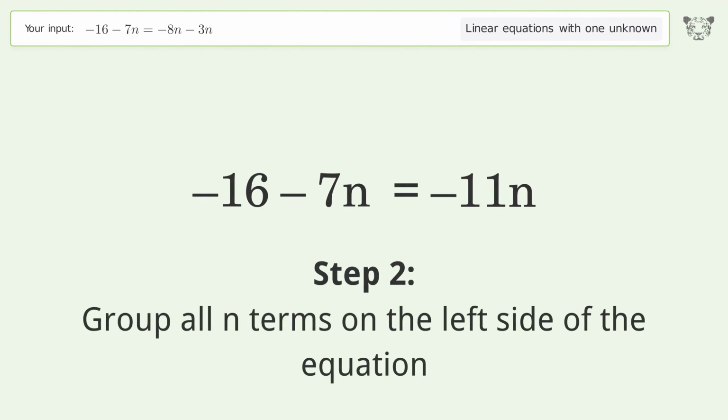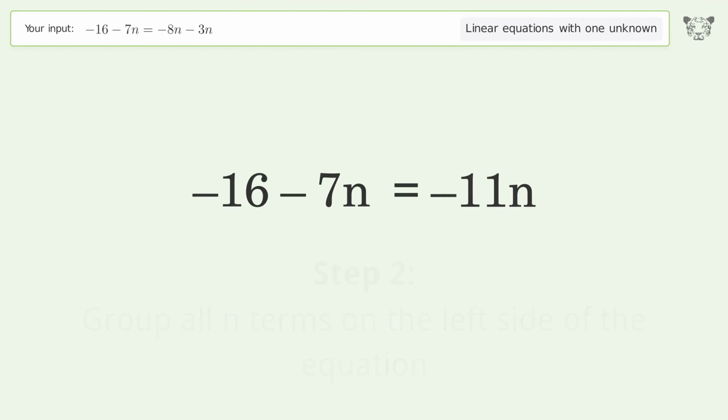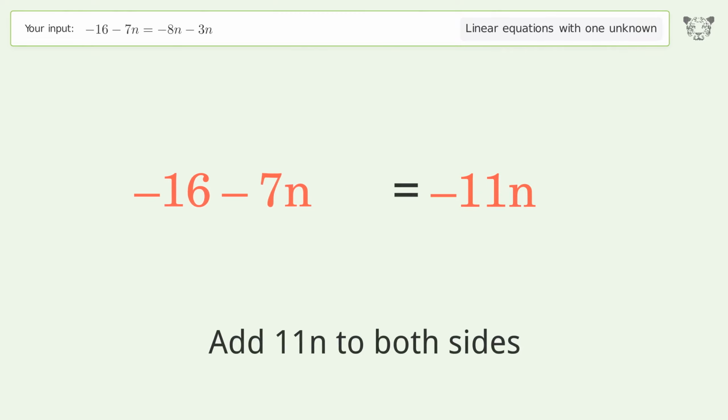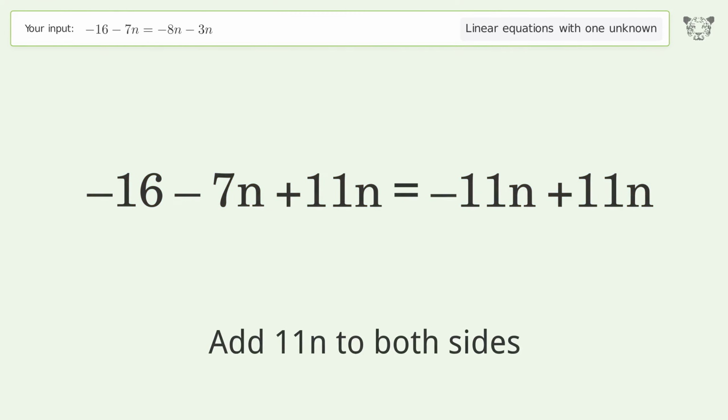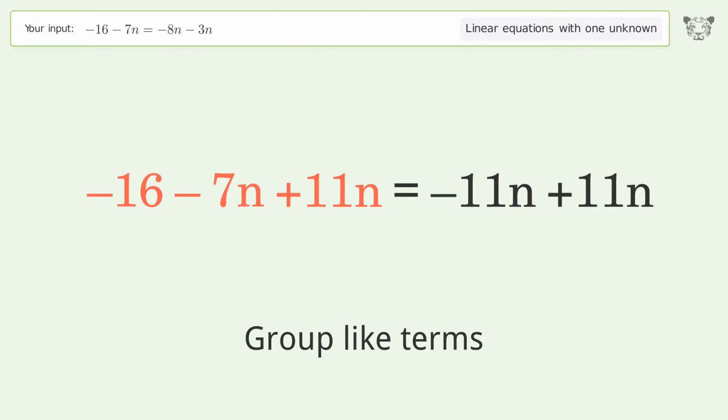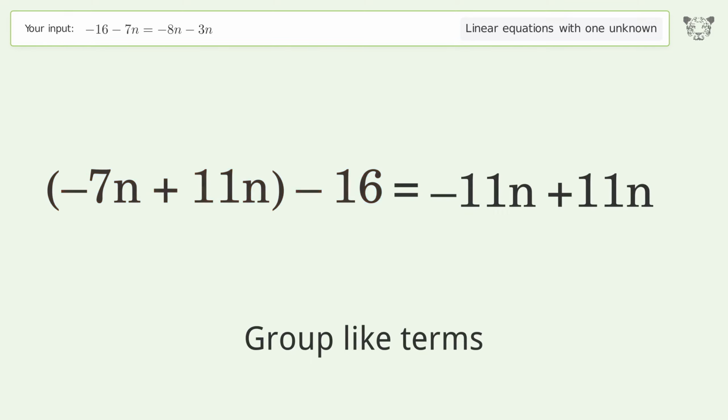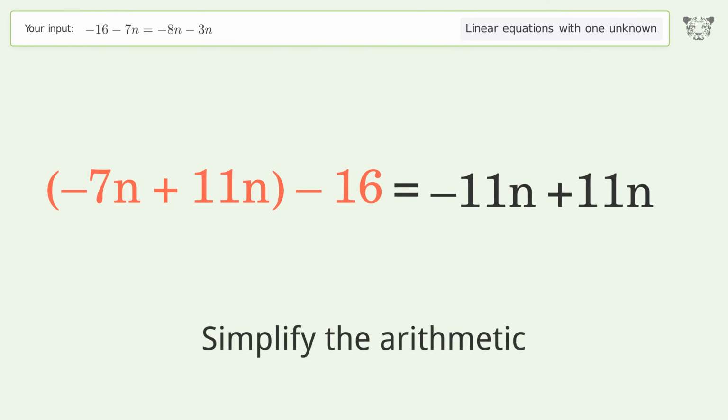Group all n terms on the left side of the equation. Add 11n to both sides. Group like terms. Simplify the arithmetic.